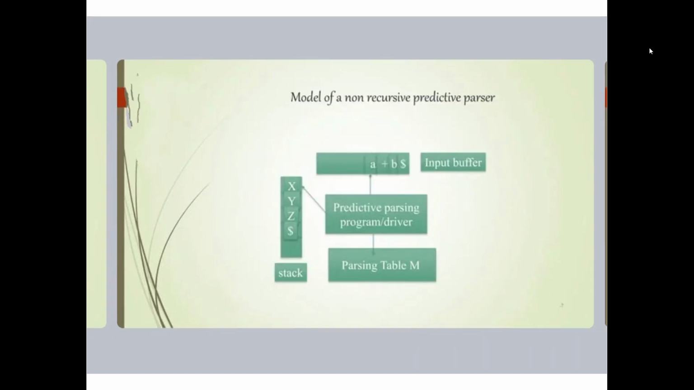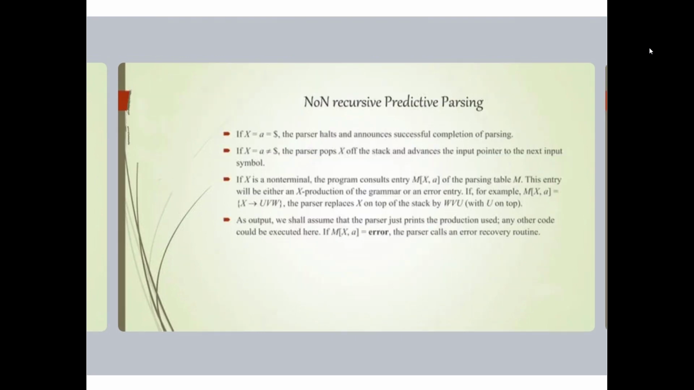This is the model of a non-recursive predictive parser. So, non-recursive predictive parsing is a special form of recursive descent parsing where no backtracking is required, so this can predict which production to use to replace the input string. Non-recursive predictive parsing, or table-driven, is also known as LL(1) parser. This parser allows the leftmost derivation.